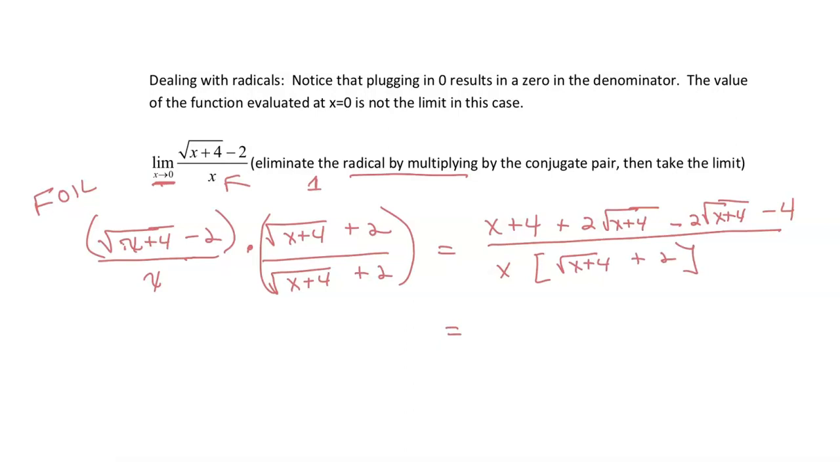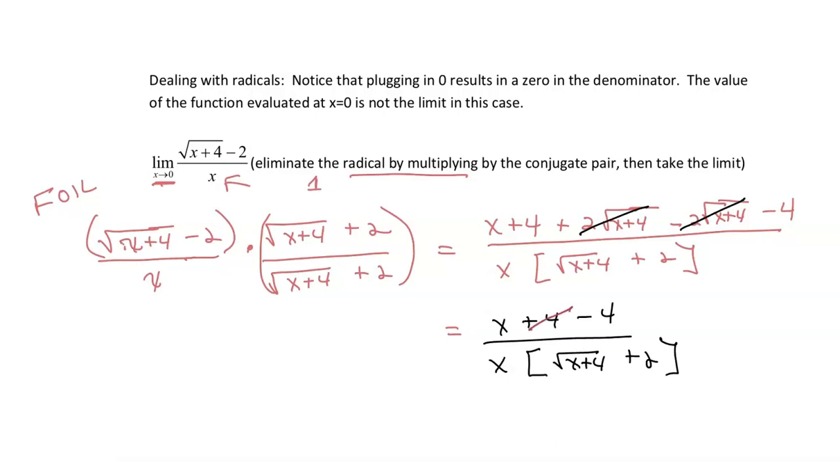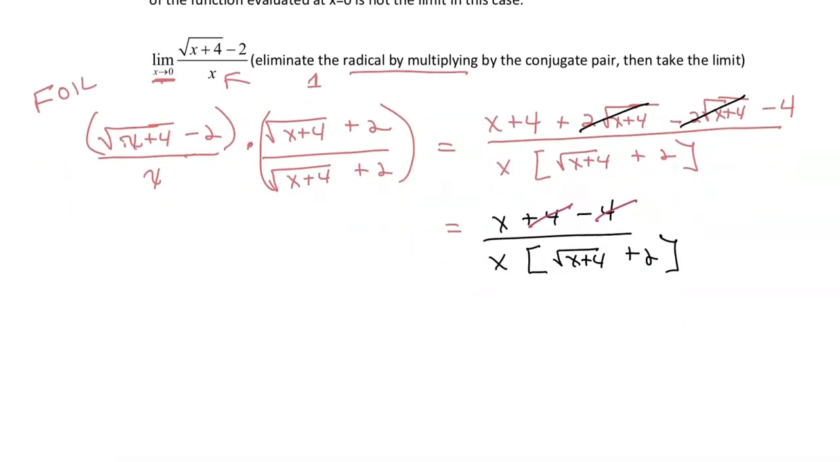Look what happens. These guys right here, this is opposite this, they cancel. Let's now rewrite what I have. I have x plus 4 minus 4 over x times radical x plus 4 plus 2. Okay, what gets dropped now? These 4's get dropped. Once you have those 4's dropped, I now have x over x, and then don't multiply these out because it's not going to make your problem easier.